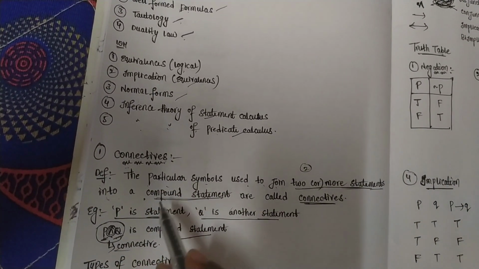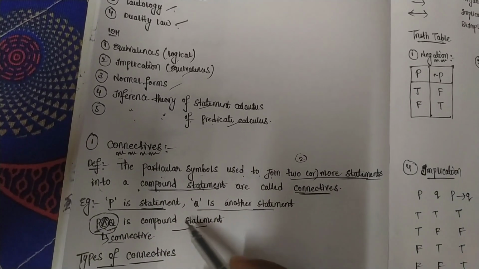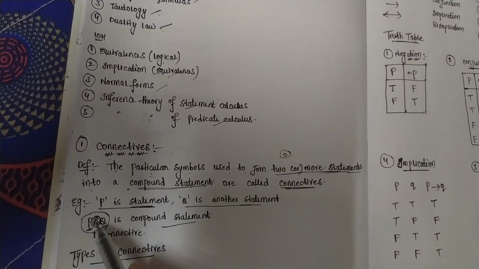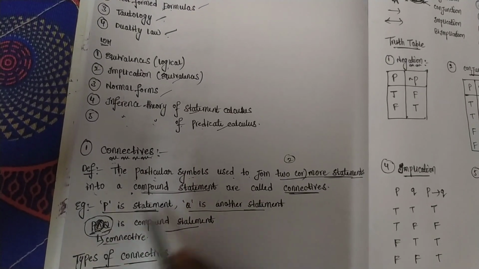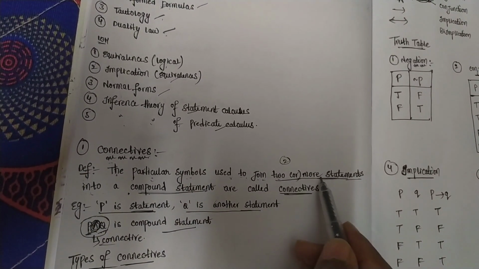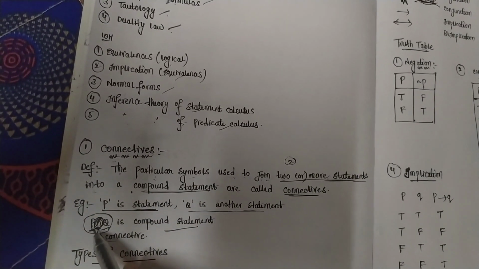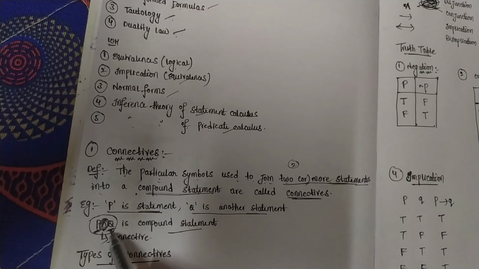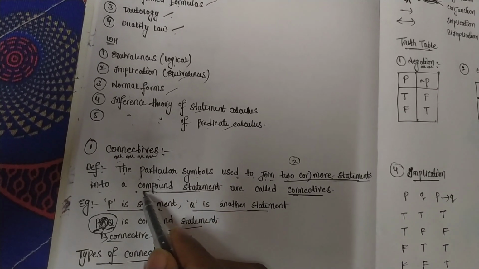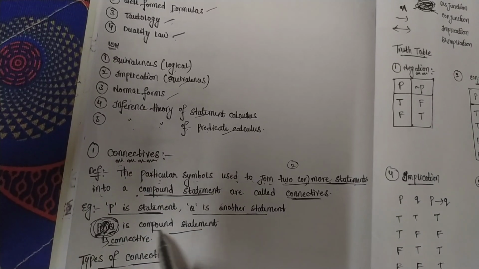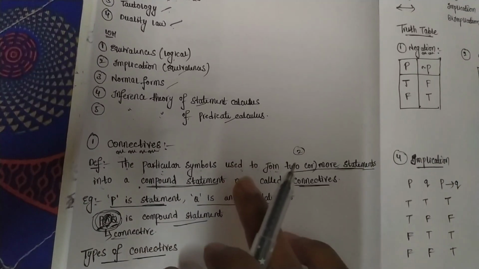I will repeat the connective definition again to make it understandable. Here the particular symbol is used to join two or more statements, that is, this symbol joins two statements, the P statement and the Q statement, to form what? A compound statement, that is the whole statement, P and Q is a compound statement. This is the definition of a connective.